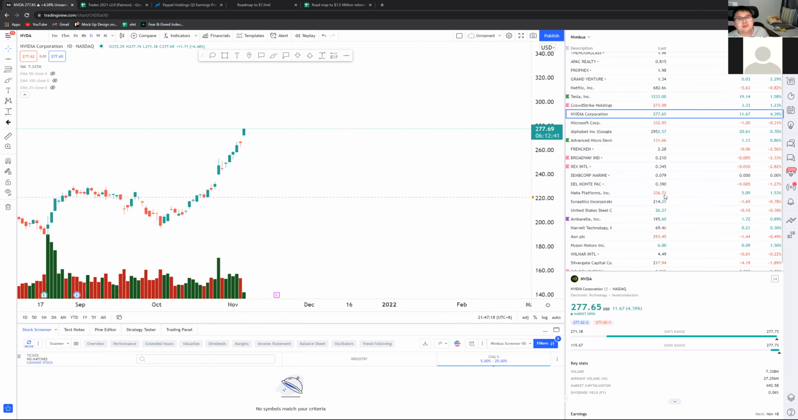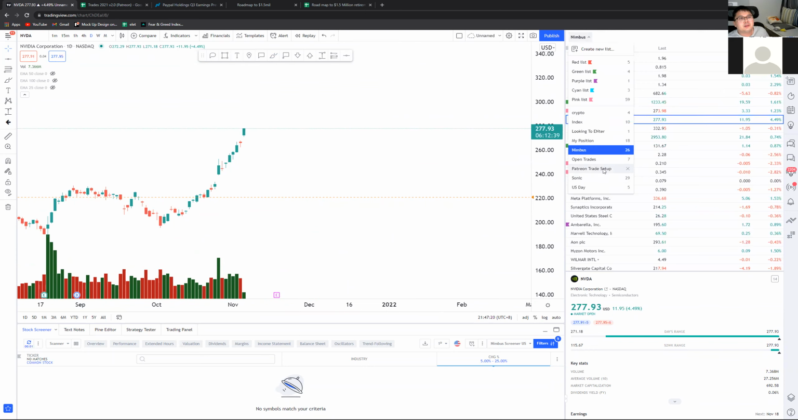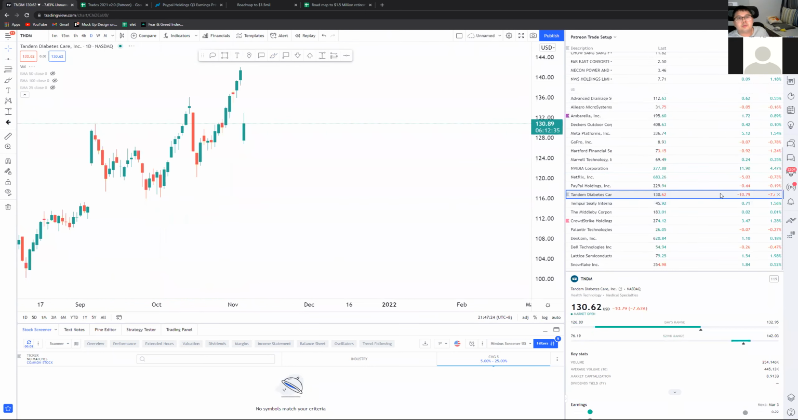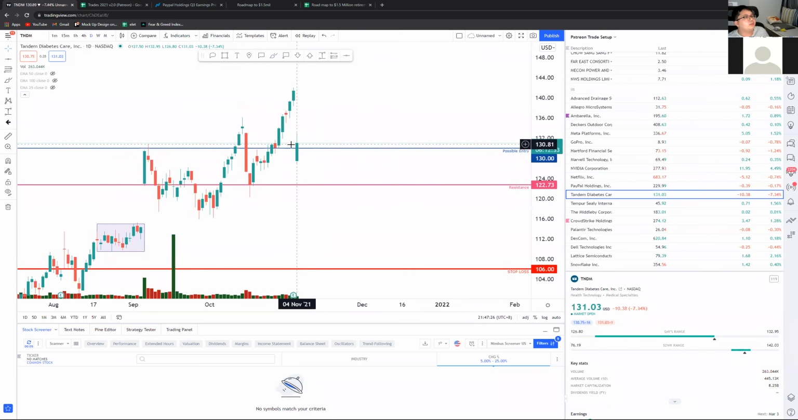What else is going up? Patreon trade setup. Oh my God, Tandem dropped so low. I think bad earning is it? Currently recovering.